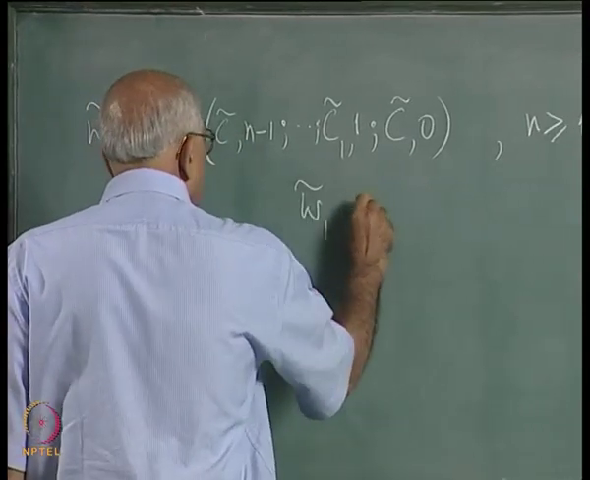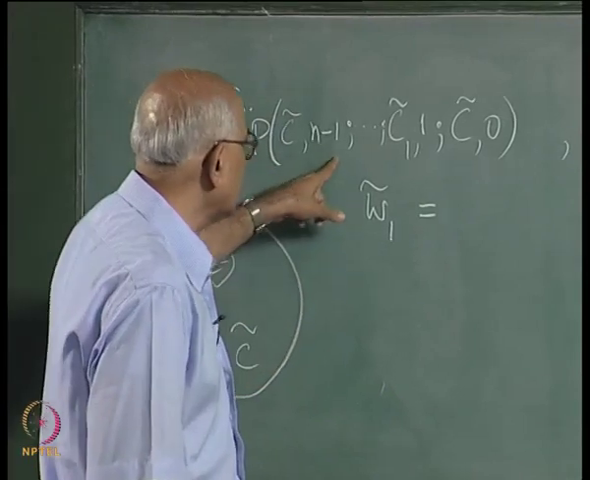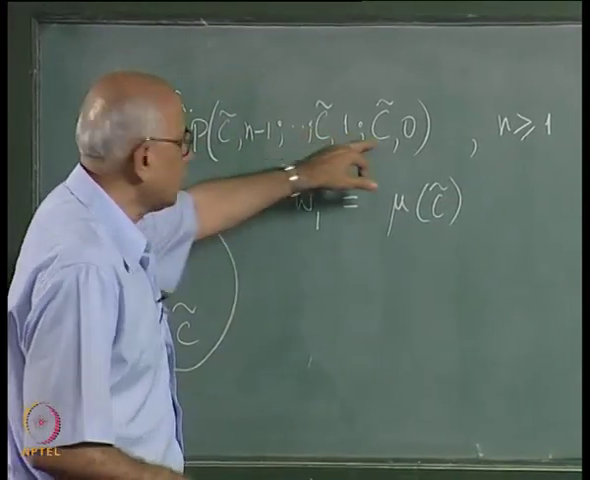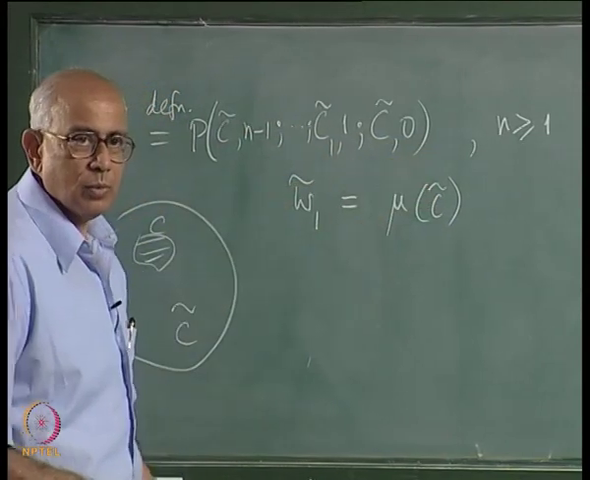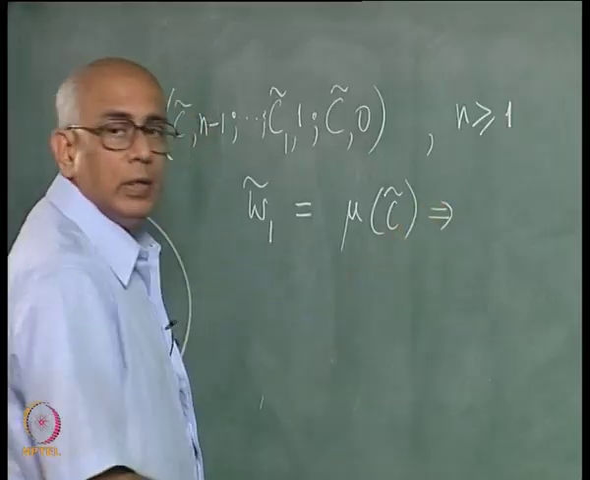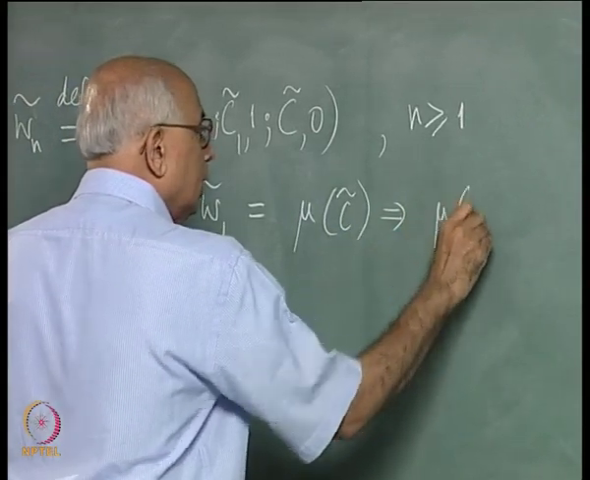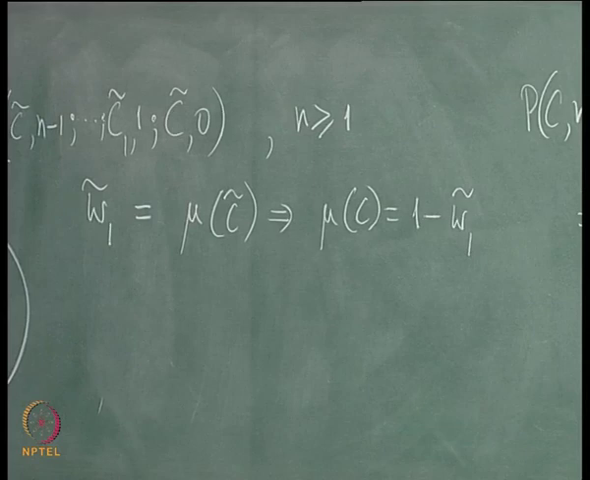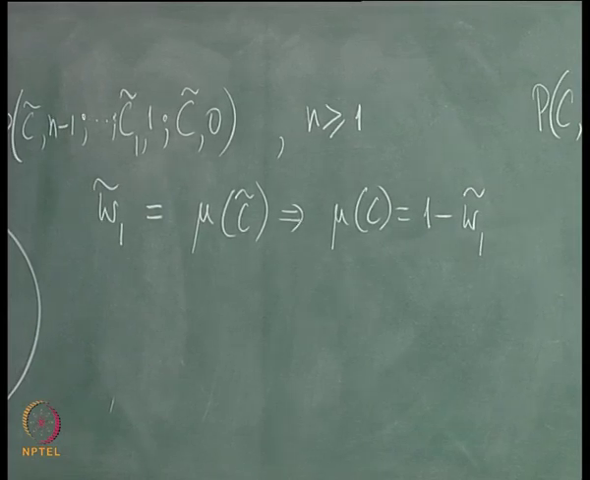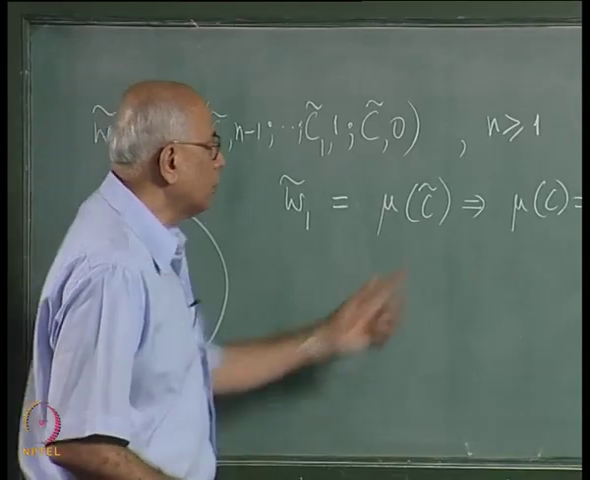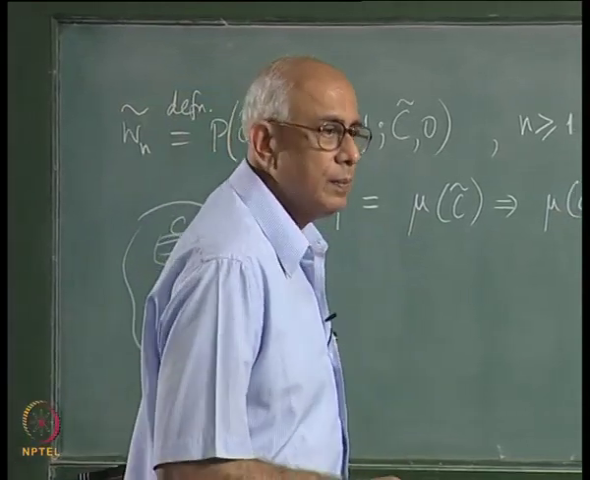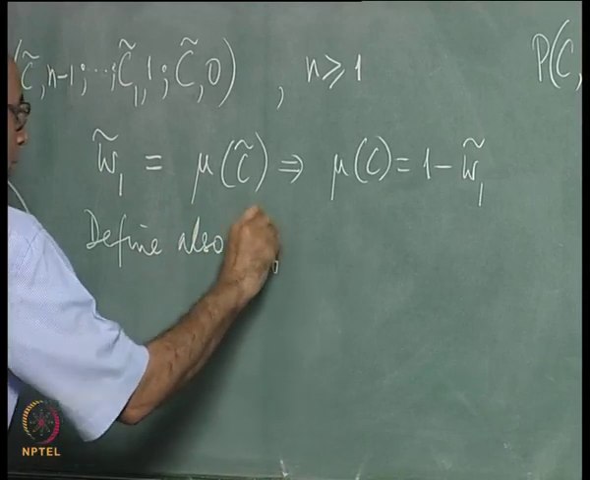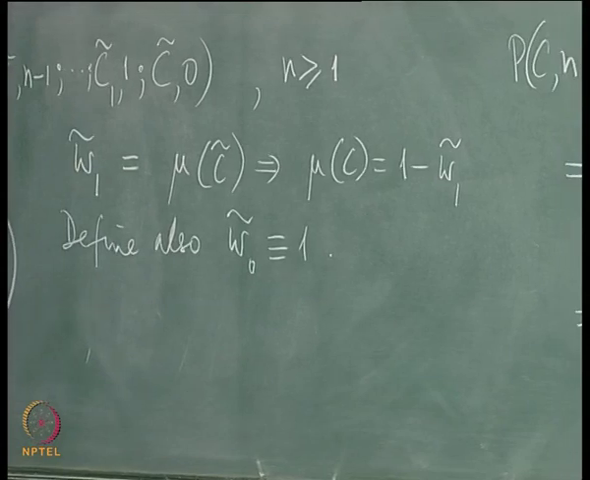It is clear that W_1 tilde, if I set n equal to 1 in this, is just the invariant measure of C tilde. So this is mu of C tilde, because it is just P of C tilde at 0, the origin of time does not matter, so it is just mu of C tilde. And therefore this implies a very useful relation, which is mu of C equal to 1 minus W_1 tilde. Because remember the total measure is 1, so mu of C plus mu of C tilde is equal to 1 by definition, and therefore mu of C is 1 minus W_1 tilde. Let us also further define, it will become useful, W_0 tilde to be identically equal to 1 itself. We will see why that is necessary and useful.